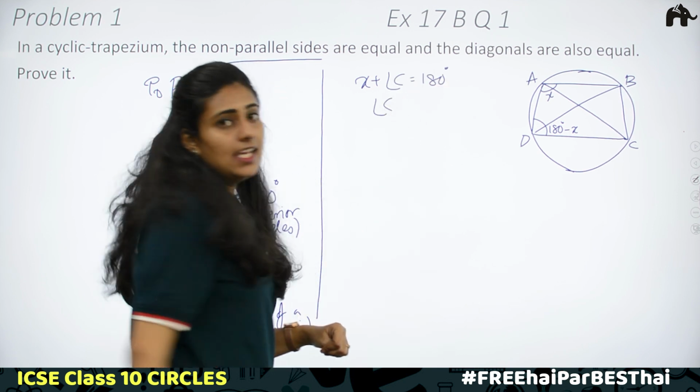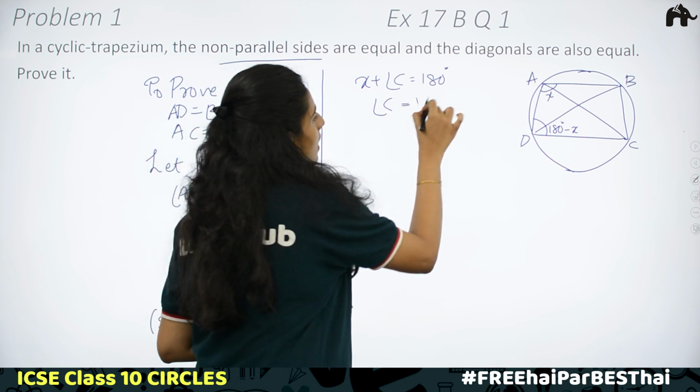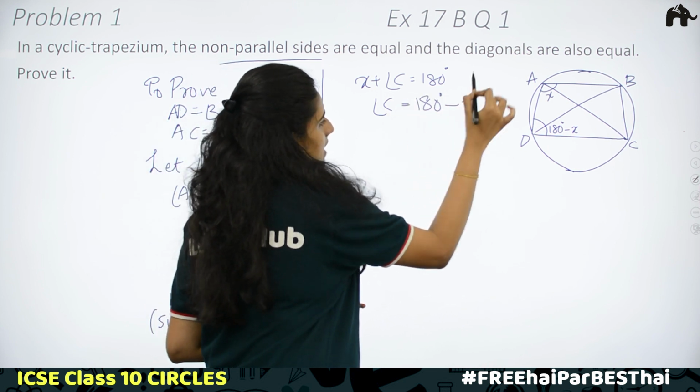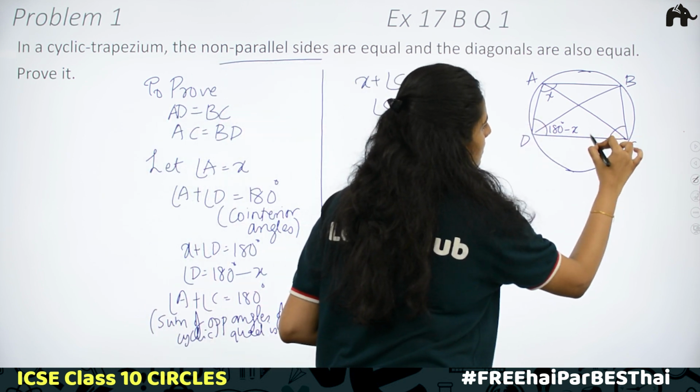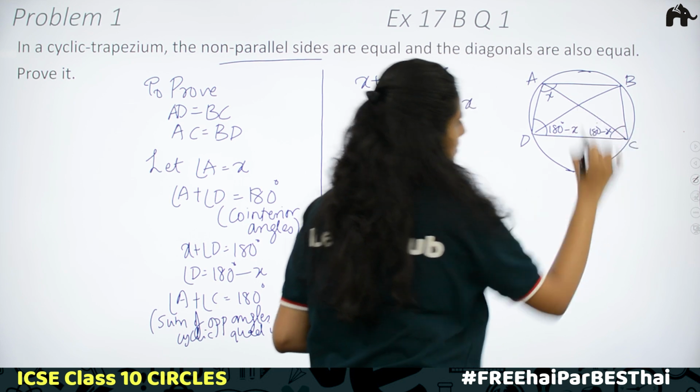Now, angle A we have taken as x, so x plus angle C is equal to 180 degrees. Then what is angle C? Angle C will be equal to 180 degrees minus x. This angle is 180 degrees minus x.